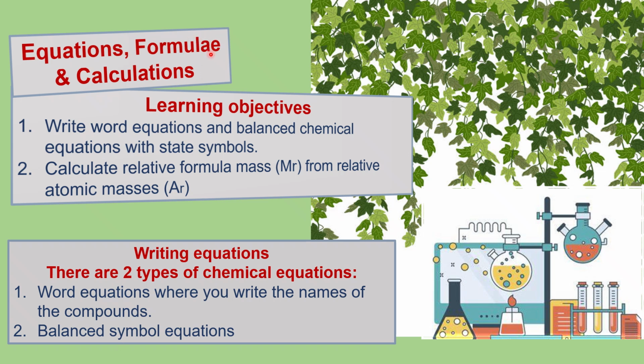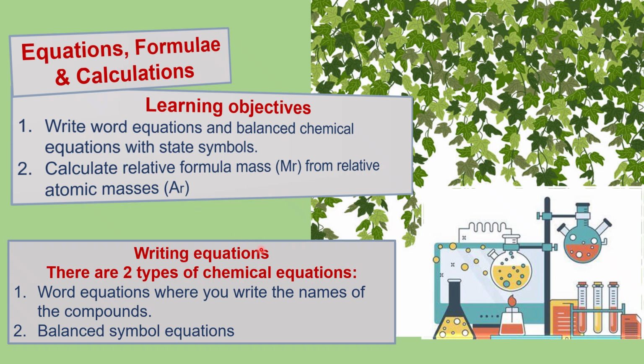Equations, formulae, and calculations. What are our learning objectives today? It's how to write word equations and balanced chemical equations with state symbols. We are also going to calculate the relative formula mass, Mr, from the relative atomic masses, Ar.